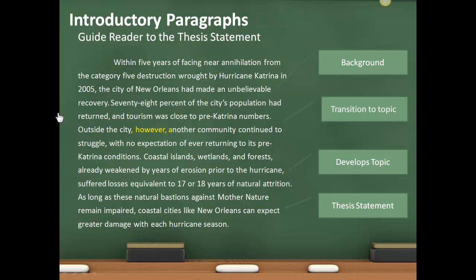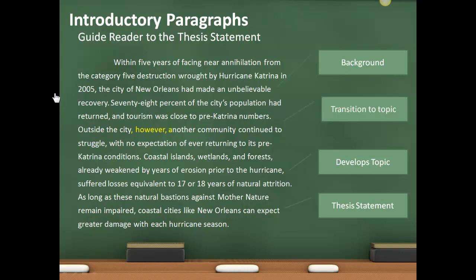Outside the city, however, another community continued to struggle, with no expectation of ever returning to its pre-Katrina conditions. Coastal islands, wetlands, and forests, already weakened by years of erosion prior to the hurricane, suffered losses equivalent to 17 or 18 years of natural attrition. I'm developing that topic now, which is the natural impact. And then I'm building towards my thesis. As long as these natural bastions against Mother Nature remain impaired, coastal cities like New Orleans can expect greater damage with each hurricane system. Okay, so everything functions and moves together.